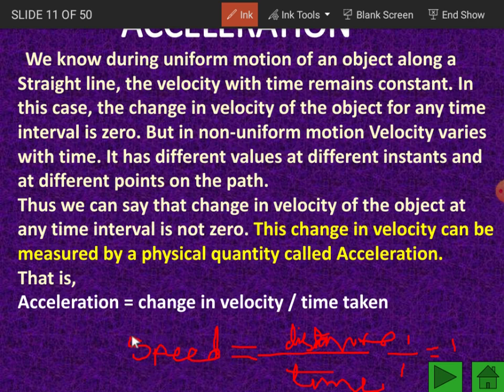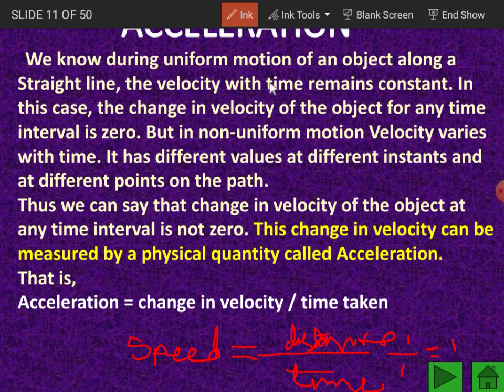Speed doesn't have any direction. It may be along any direction, but in the case of acceleration, we have to define it in terms of velocity. When we say velocity, the speed should be in a particular direction. If the body moves with the same speed in a particular direction, its velocity will also be constant. Direction doesn't change, speed remains the same, so the object moves with the same velocity. If the object moves with the same velocity along a straight line, its acceleration will be 0.